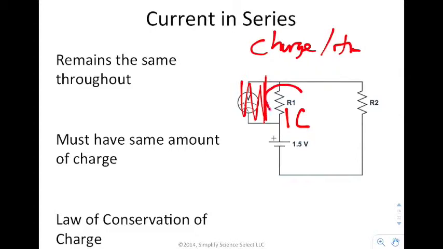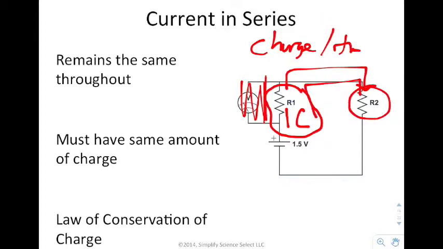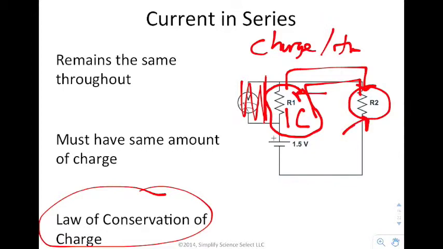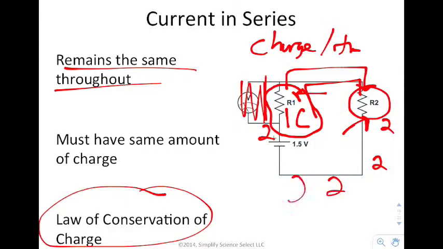Well, if I have one charge that goes through this particular resistor, that one charge eventually has to go through this resistor. So because the charge has to go through both of these, and charge is always conserved, whatever you have in the first resistor as far as current is what you have in the second one. So the current remains the same everywhere in a series circuit. So if the current here is 2, well, over here it's 2, over here it's 2, because charge is always conserved.